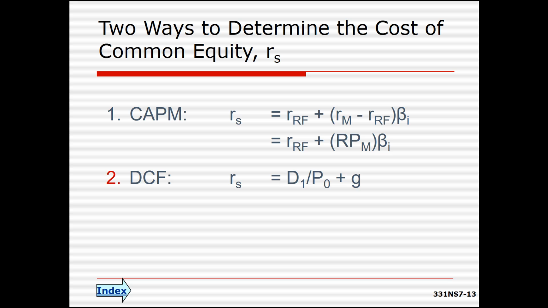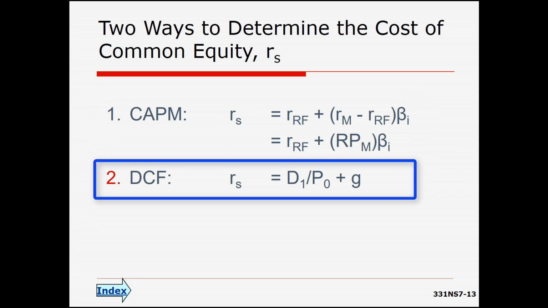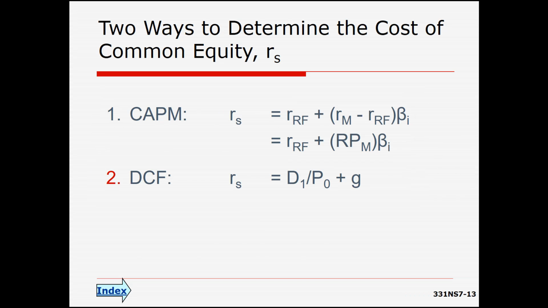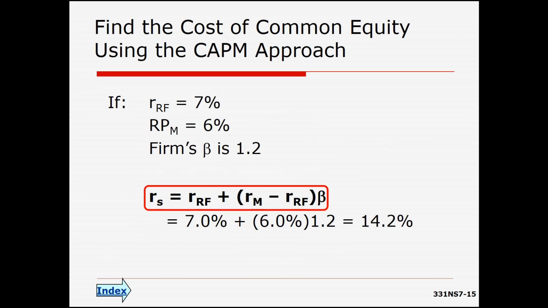We have two methods to find an estimate of the cost of retained earnings: CAPM, which we covered in risk and return, and the discounted cash flow model, which we covered in stock valuation. To find the cost of equity using CAPM, we need to find a proxy for the risk-free rate, typically the long bond, the 30-year Treasury, estimate the market risk premium, or determine a proxy for the return on the market, typically the return on the S&P 500. Find or calculate beta. Substitute these into the CAPM-SML equation. For Coleman, the data was given: 7% risk-free rate, 6% market risk premium, 1.2 beta. Substituted, we find a cost of equity of 14.2%.